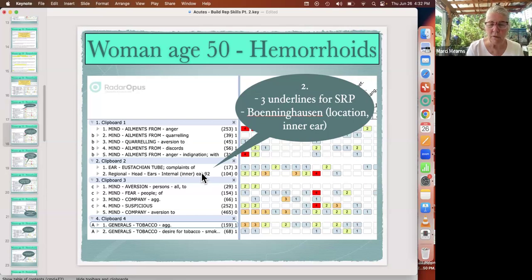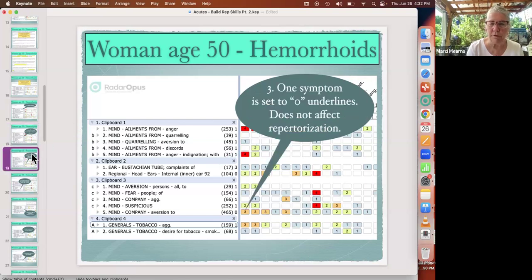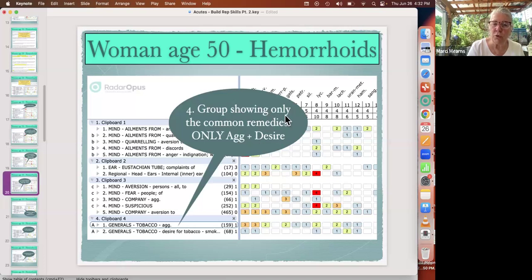And then this is a Boenninghausen symptom for the location in the inner ear, even though I zeroed it out. Let's see, clipboard 3. One symptom set to 0. On clipboard 3 here, one symptom is set to 0 underlines. Yeah, because I didn't think it was all that meaningful, but I kind of wanted it in there, so I just set it to 0, and it doesn't affect the repertorization. This is the group showing the common remedies, only those that desire tobacco and are aggravated by tobacco. So you saw that that was a special kind of grouping.